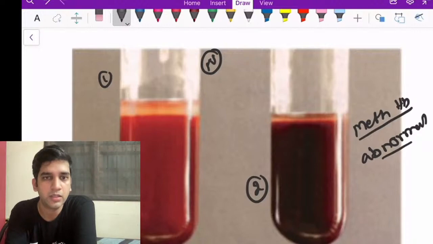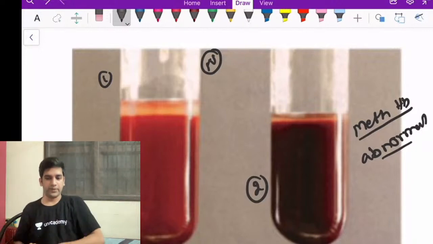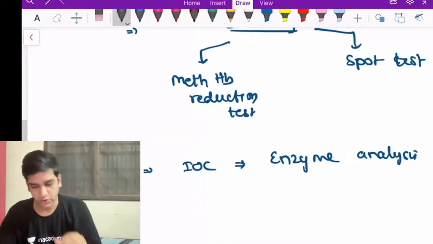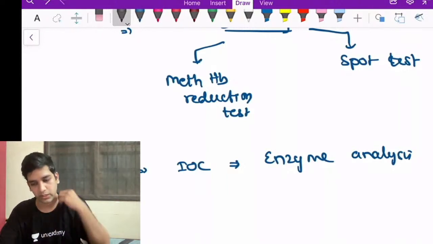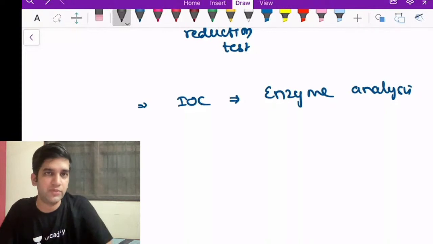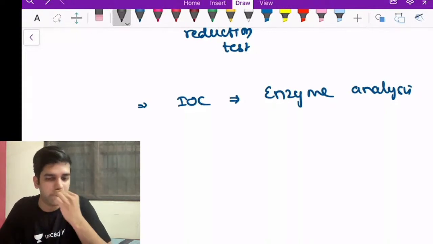Fine. So these are a few things regarding G6PD deficiency. We'll come back to it. So I know about the screening test, and I know the diagnostic test of G6PD deficiency as well. We'll have a look at one more thing before we call it a day. One more hemolytic anemia here.